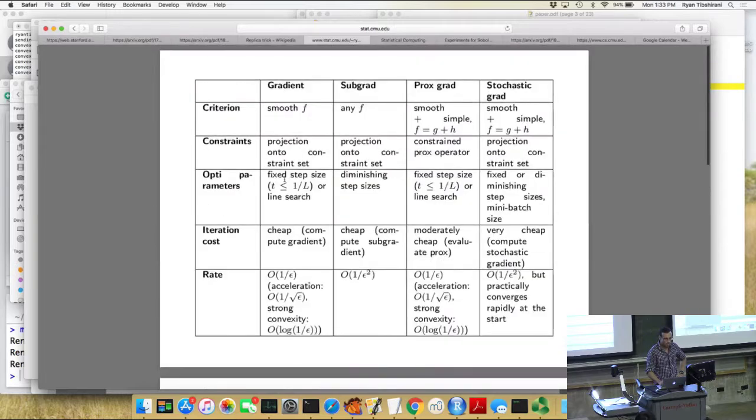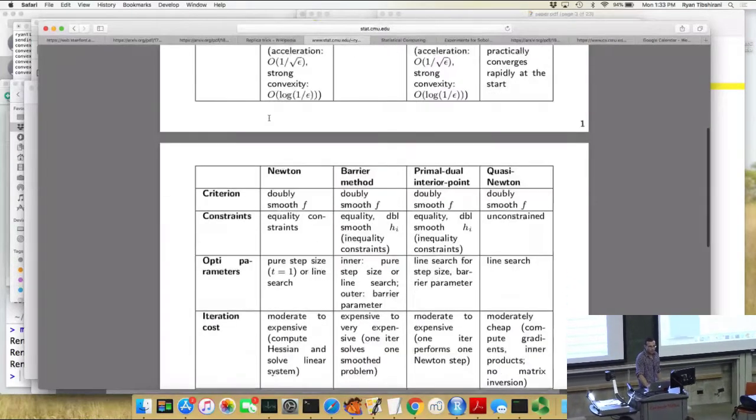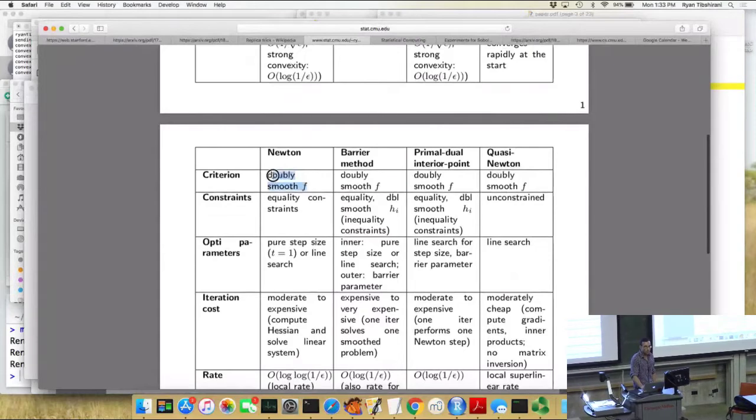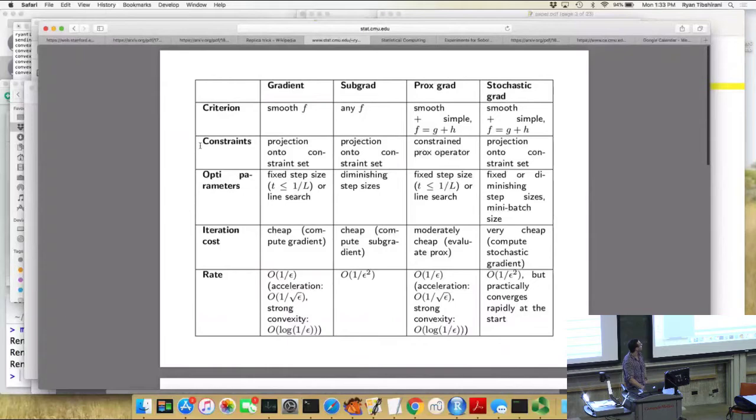And what the rows are here is the criterion that these methods are able to handle. So what are the requirements they place on the criterion? For example, gradient descent assumes that f is smooth. Newton assumes that f is doubly smooth. I just mean two derivatives by this. What are the constraints it can handle? Gradient descent can project onto the constraint set. That's how it handles constraints.